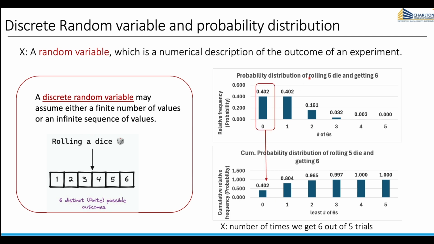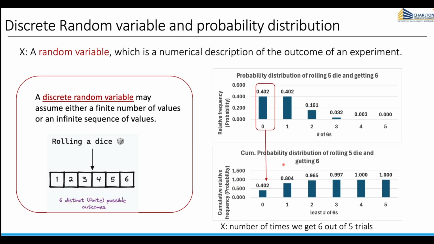For example, let's assume we roll 5 dice and we are interested to know the probability of getting 6 for x times. There is a 40% chance that we get no 6 out of 5 trials, or 5 times rolling a die. There is a 40% chance that we get 1 six. There is a 16% chance that we get 2 sixes out of 5 rolls. And each of these bars shows a separate probability, or non-cumulative probability. They address the probability of x getting a specific value such as 0, 1, 2, 3, 4, or 5.